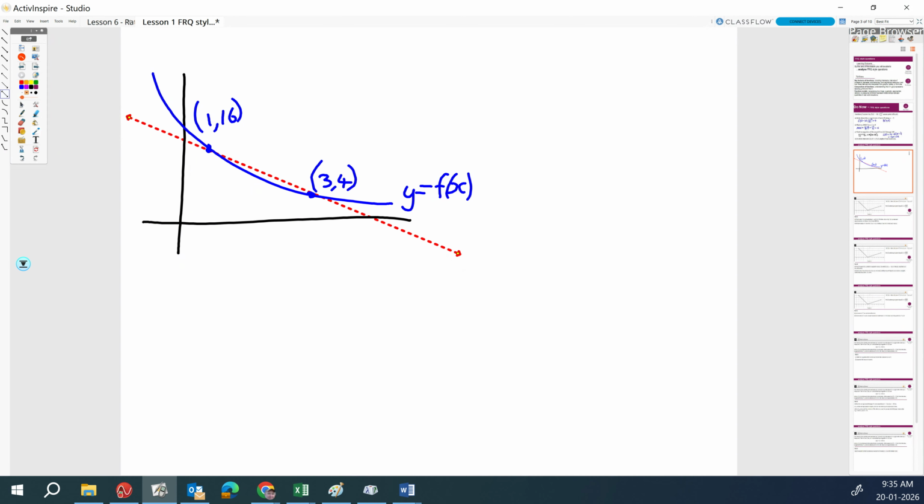Is L of x always greater than f of x? Is it always less than? It's only greater or less than in certain intervals. It is greater than in the interval between the 2 points. Why is it greater than the function in the interval between the 2 points? Because the graph is concave up. If the graph was concave down, it would be the reverse.